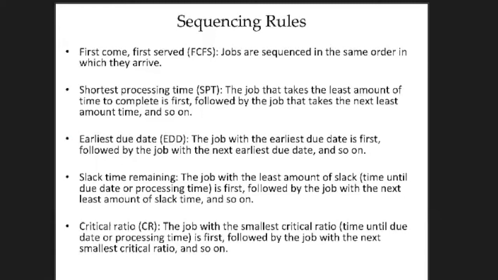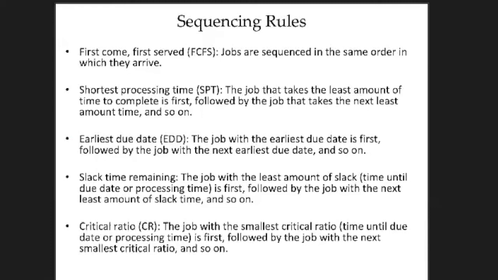Then we have earliest due date, a different sequencing approach where the job with the earliest due date is scheduled first, followed by the next one, and so on and so forth. Slack time remaining is a technique where the job with the least amount of slack, which is the time until due date minus processing time, is scheduled first, and then others follow after that.